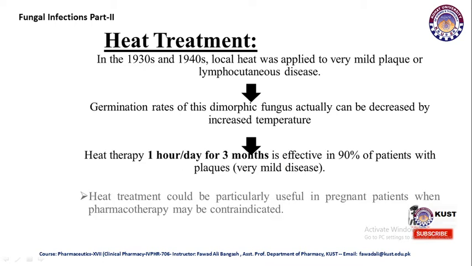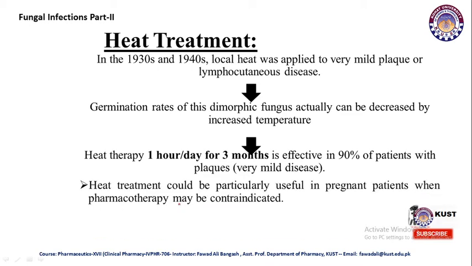Heat treatment could be particularly useful in pregnant patients when pharmacotherapy may be contraindicated. So heat treatment was applied to very mild plaques. The germination rate of the dimorphic fungus can be decreased by increased temperature. One hour per day for 3 months is effective in 90% of patients with plaques.